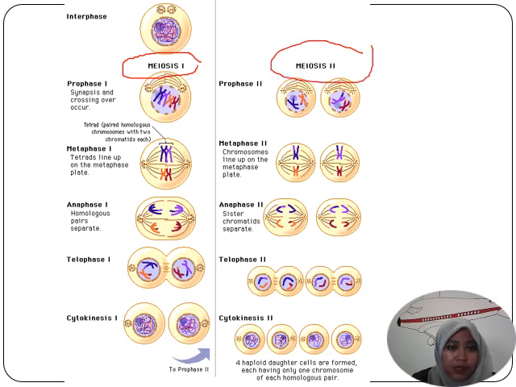Okay, meiosis 1 has the same phases, PMAT, but with the Roman numeral 1. This differs from meiosis 2, which has Roman numeral 2. In prophase 1, they undergo cytokinesis and so on. Alright, the main difference here is actually during metaphase 1.